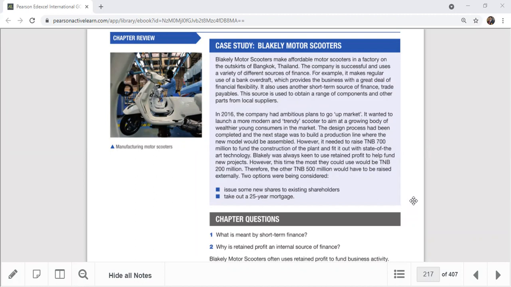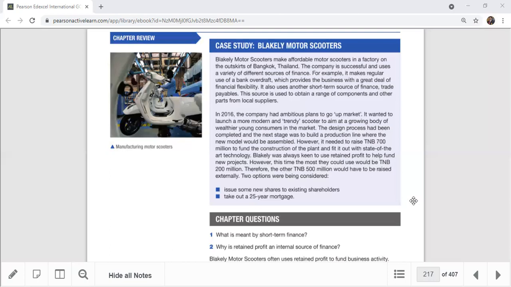However, it needed to raise 700 million to fund the construction of the plant and fit it out with state-of-the-art technology. Blakely was always keen to use retained profit to help fund new projects. However, this time the most they could use would be 200 million. Therefore, the other 500 million would have to be raised externally. Two options were being considered: issue some new shares to existing shareholders or take out a 25-year mortgage.